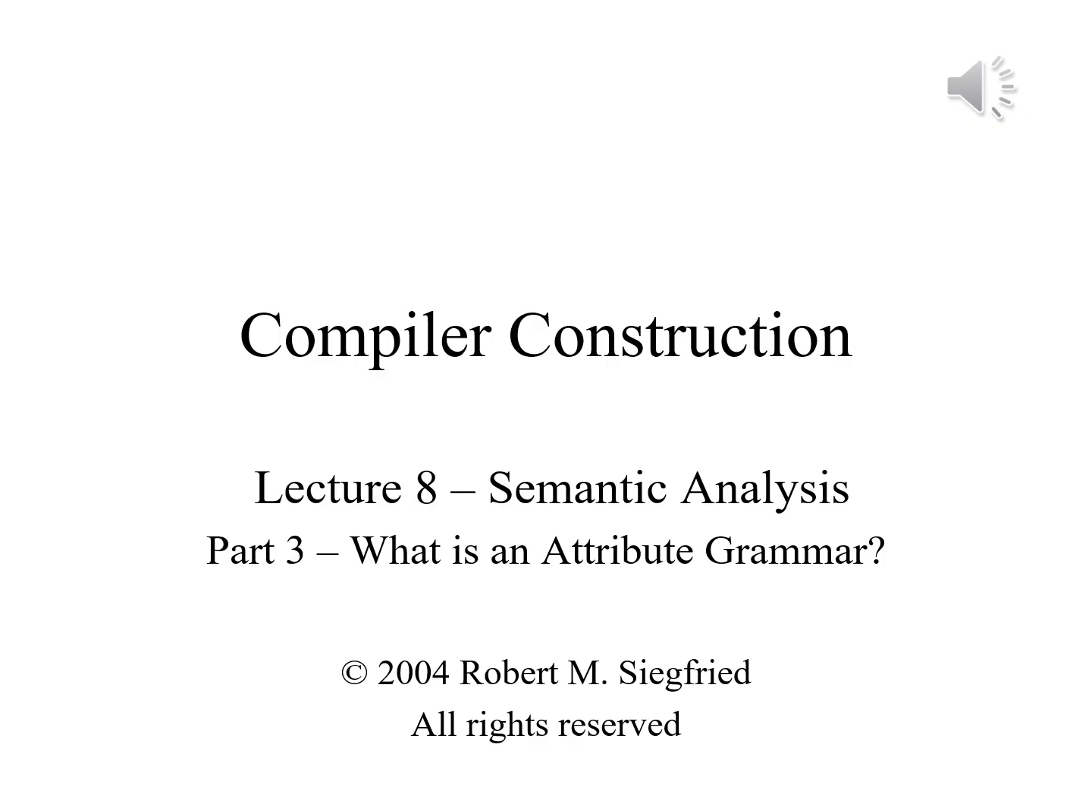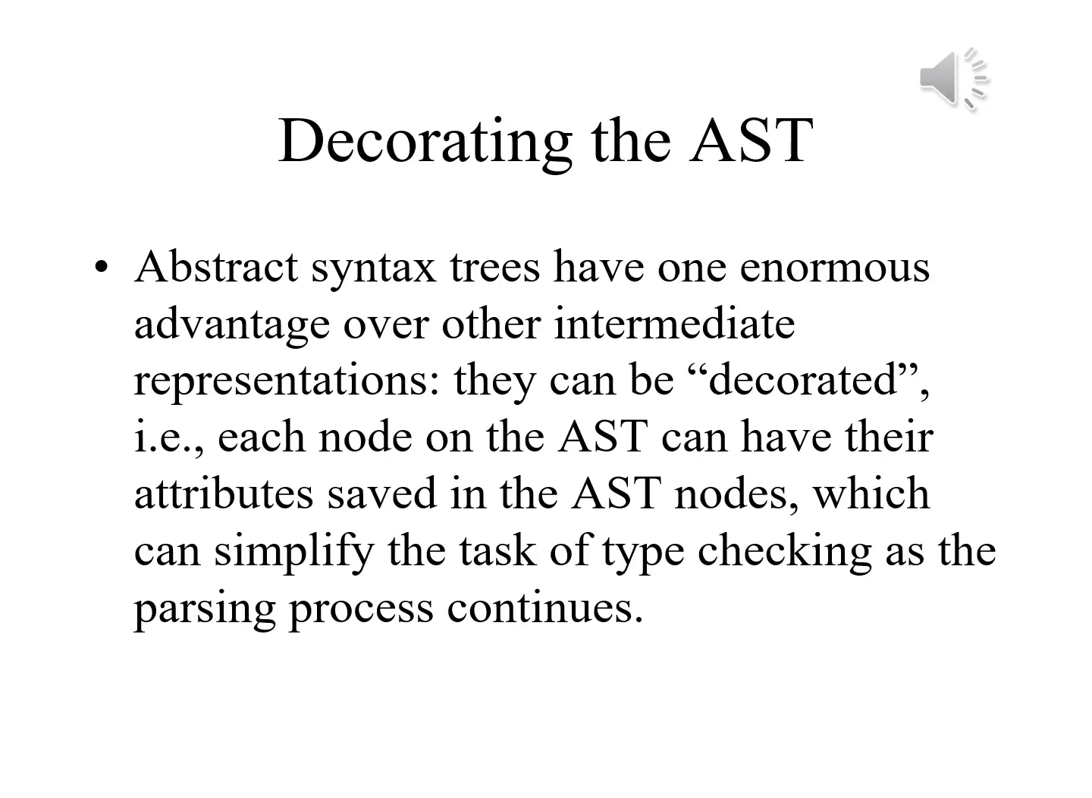In Type 3 of Lecture 8, we will answer the question, what is an attribute grammar? Abstract syntax trees have one enormous advantage over other intermediate representations. They can be decorated or annotated, so that each node on the abstract syntax tree can have its attributes saved within the various nodes of the abstract syntax tree. This can simplify the task of type checking as the parsing process continues.